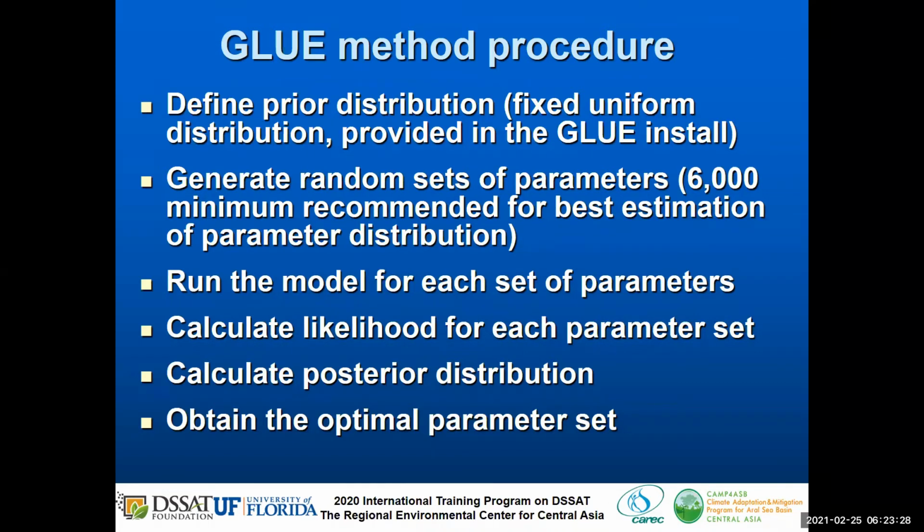Then we determine the distribution of the parameter set, and based on the distribution, we can then determine the optimal set of values for the set of cultivar coefficients or the parameter set.